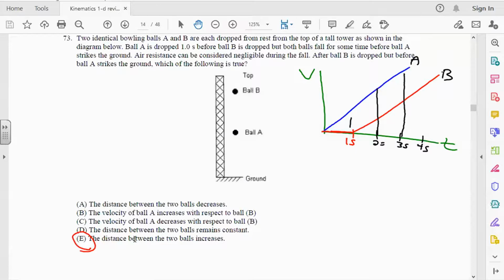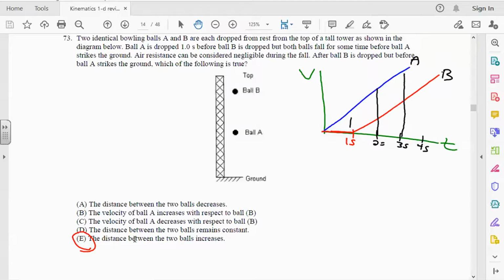So A is going to be, at every point along the line, moving faster than B. So that means it's going to be covering more distance each succeeding second. So the distance as they drop is going to increase, and ball A will end up further away than it was initially when B was dropped.